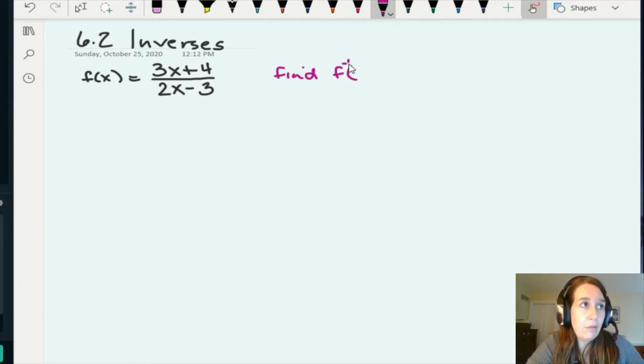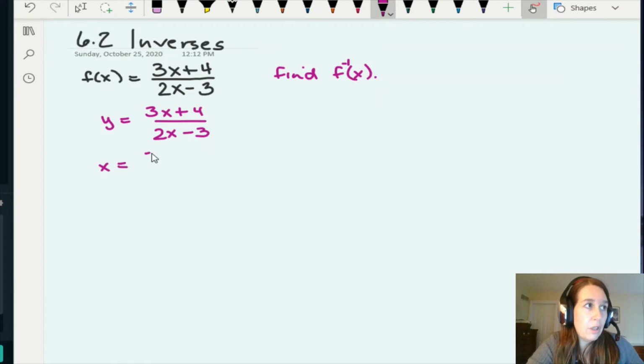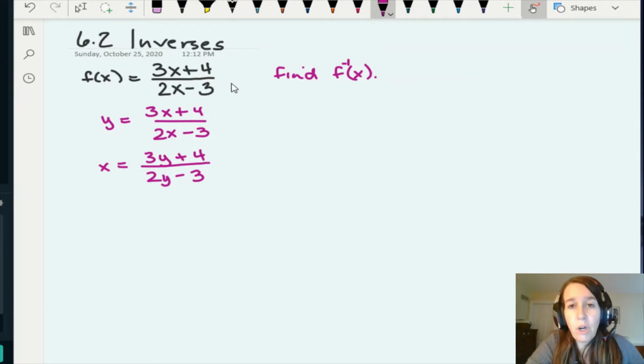f inverse of x. Okay, so remember that our steps were to switch the x and the y. So remember, this would be y. So y equals 3x plus 4 divided by 2x minus 3. So we switch the x and the y. So this is x equals, and then notice that it's 3y plus 4 over 2y minus 3. We have two y's because originally we had two x's. So you'll notice this original function is this more complicated rational function. So, that's when you're going to need to use all these steps.